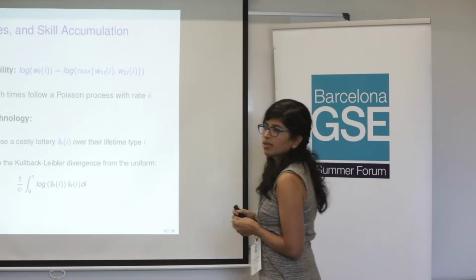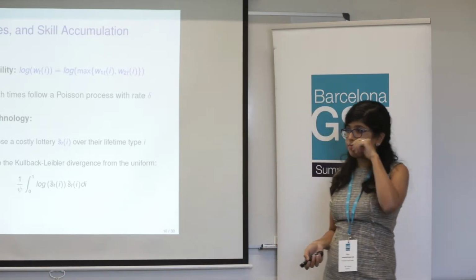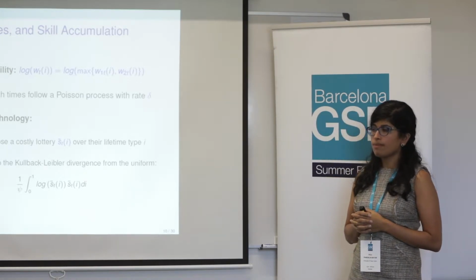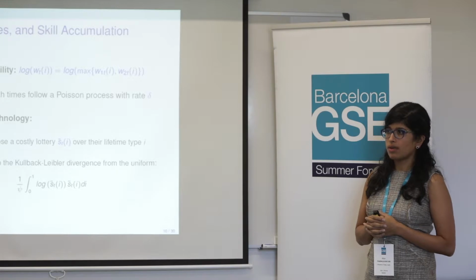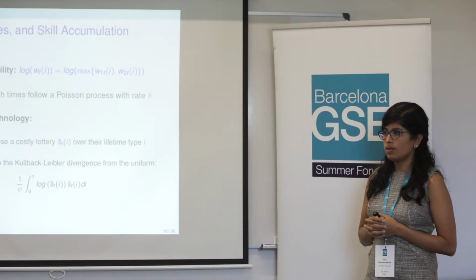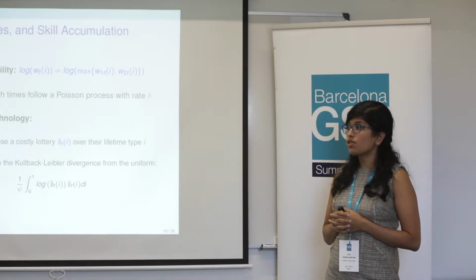So I'm sorry, I'm just on the structure, so I goes from 0 to 1? Yeah. And everybody has some skill for each of the I's from 0 to 1. So what does it mean their type is I? So it's just their lifetime type. I from 0 to 1 are tasks.